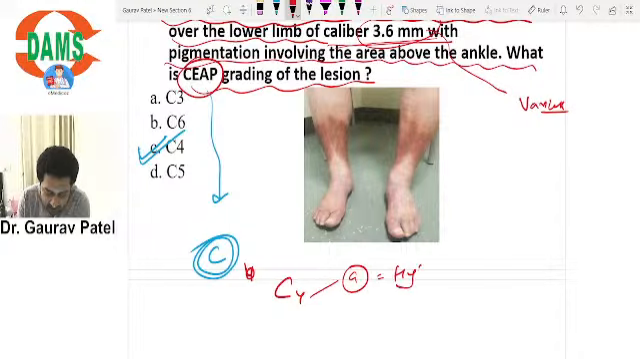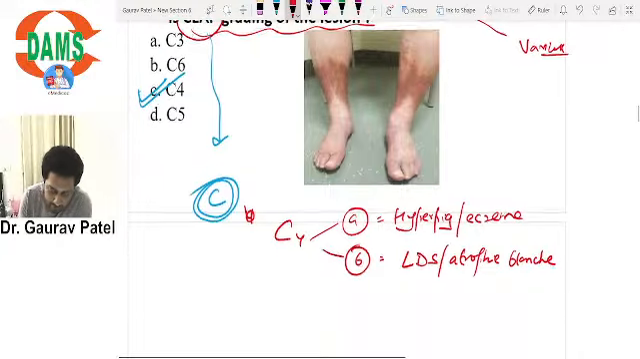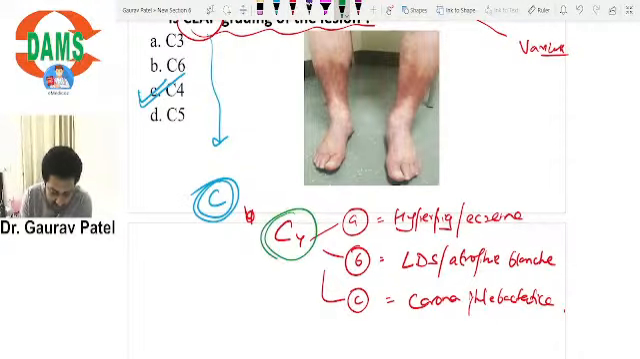C4A is hyperpigmentation or eczema. C4B is lipodermatosclerosis or atrophie blanche. And C4C is corona phlebectatica. Okay, so yes, this is C4.